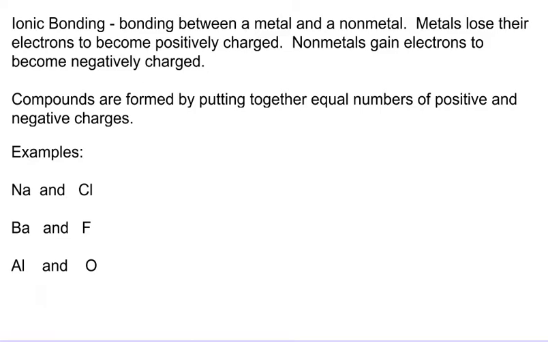So, like we've already seen in class, if I bond sodium and chlorine together, sodium has 1 valence electron and chlorine has 7. So sodium would make an Na+ ion and chlorine would make a Cl-. Since that plus has a minus, the compound would just be NaCl.